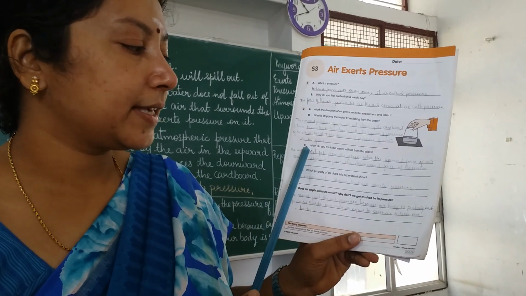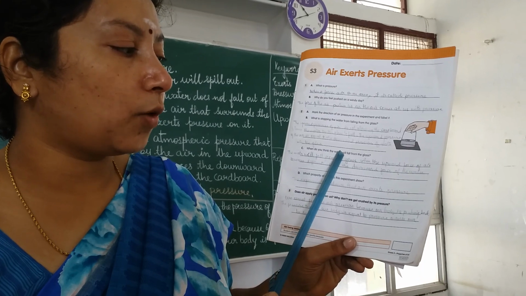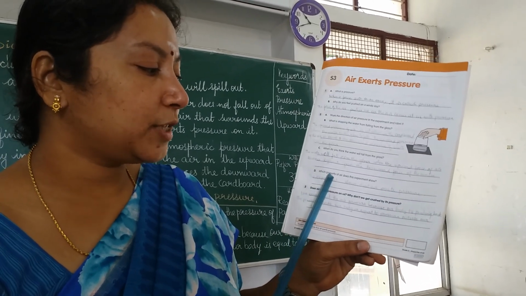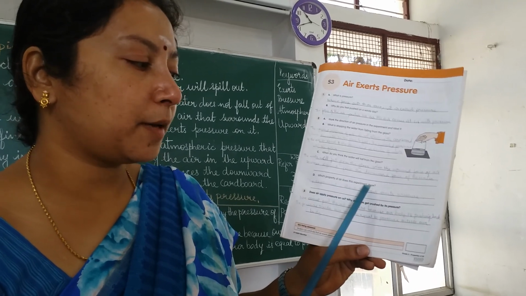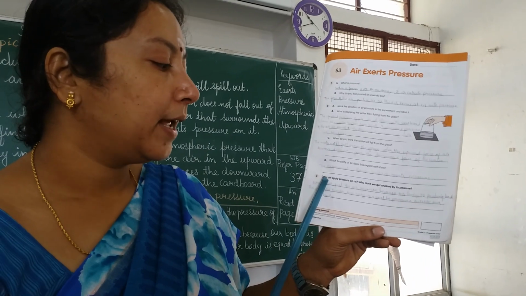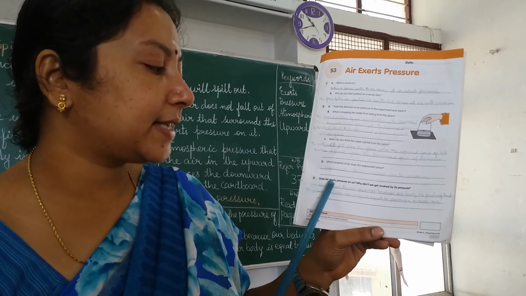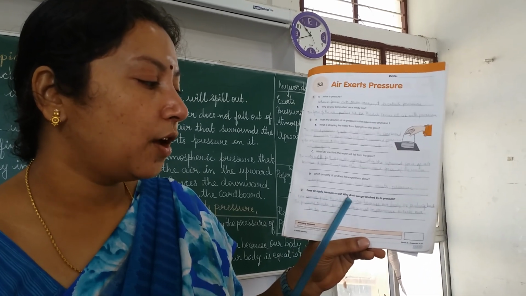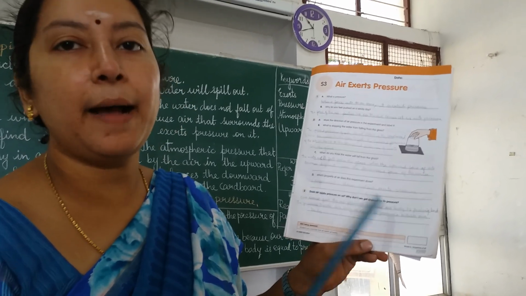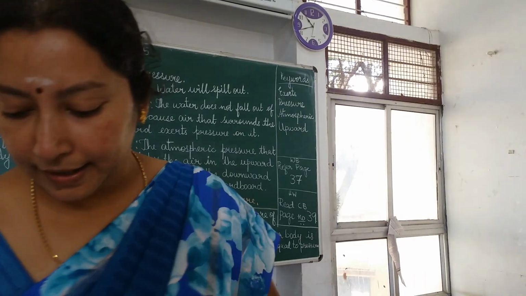You have to say. C. When do you think the water will fall from the glass? D. Which property of air does this experiment show? What is the experiment we are doing for? That you have to write. Now, third question. Does air apply pressure on us? Why don't we get crushed by its pressure? You have to think and answer.